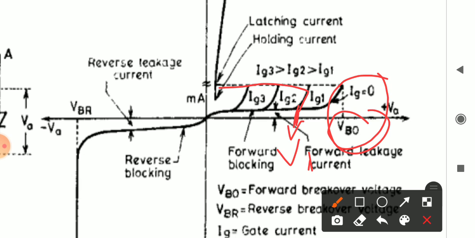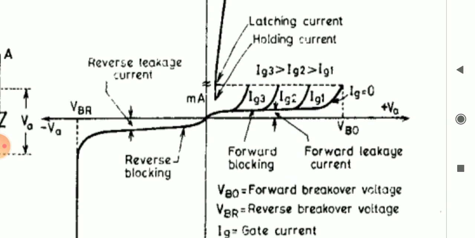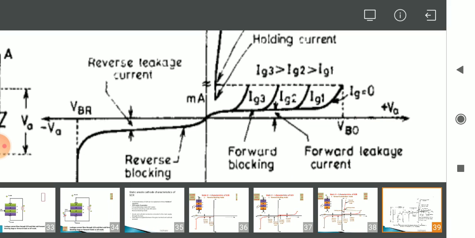Similarly, if we keep on increasing the gate current, the SCR will start at this voltage only. It need not take this much voltage to start the SCR. You can see Ig3 is greater than Ig2, Ig2 is greater than Ig1, and Ig1 is greater than Ig, which is Ig equals 0.